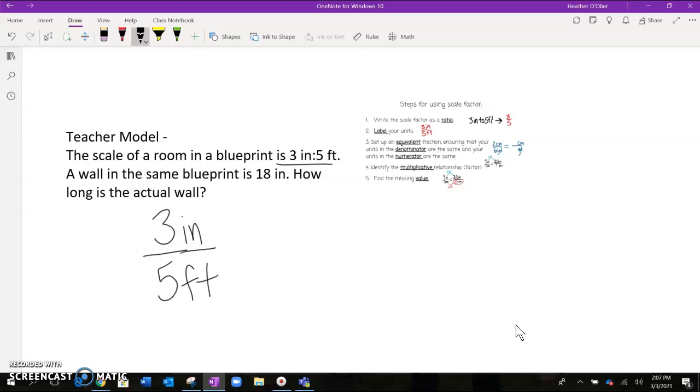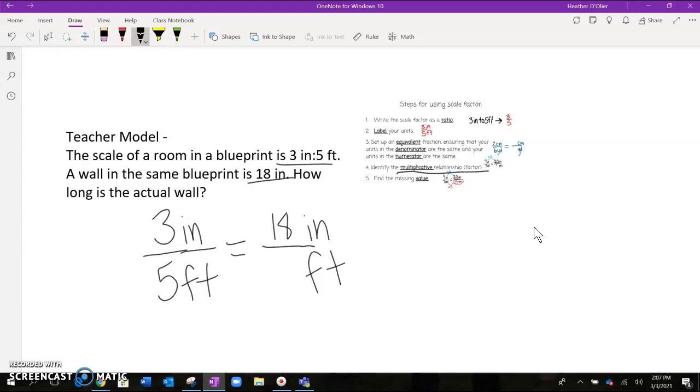So I did step 1 and 2. Step 3, set up an equivalent fraction. All right, well, the word equal is equivalent, so equal fraction, ensuring that your units in the denominator are the same and your units in the numerator are the same. Okay, so in this case, it's inches on top, and on the bottom, it's feet. And then I need the number from the word problem. So it said that a wall in the same blueprint is 18 inches. So I'm going to put 18 with inches. That's why we want to make sure we label it so we don't mess that part up. All right, I've set this up.